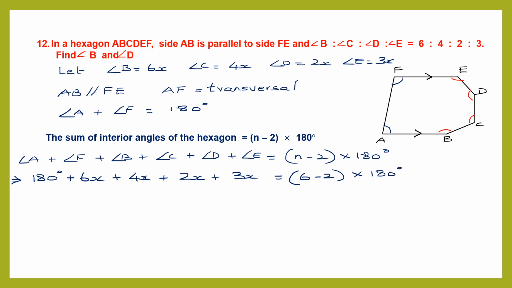Now here whatever we can simplify, let's simplify. So 180 we can write it as it is. Now all the others are like terms, so we can add them all up. 6 plus 4 is 10, 10 plus 2 is 12, 12 plus 3 is 15. So that is plus 15x is equal to, now here 6 minus 2 is 4, 4 into 180. Okay, so this will be 180 degrees plus 15x is equal to 4 into 180 is 720 degrees.